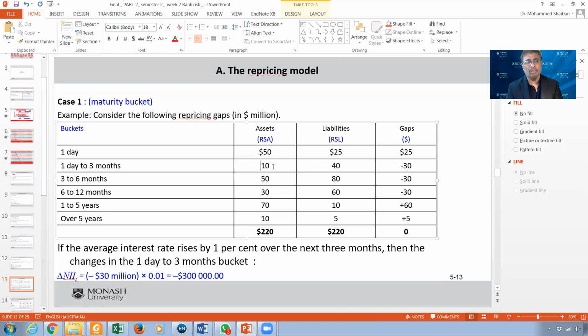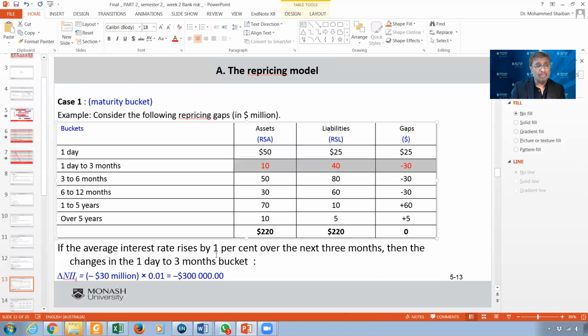Only 10 will stay here, which means I will be receiving 10 and paying 40. Now I have to borrow the difference, 30. If the interest rate is going up, it's not a good case, because I have to borrow 30 now at the new rate. And this is what is happening. If you look at this horizon, this is coming from what we call refinancing risk. You just calculate it according to the repricing model.